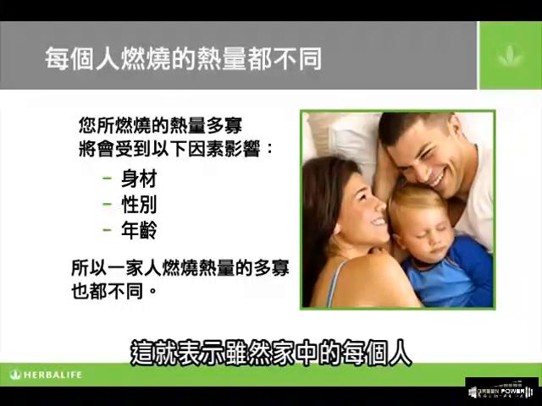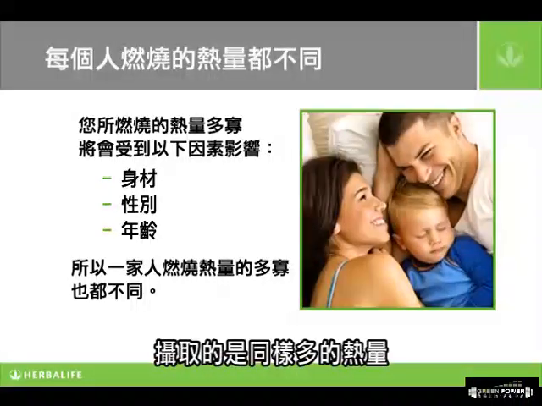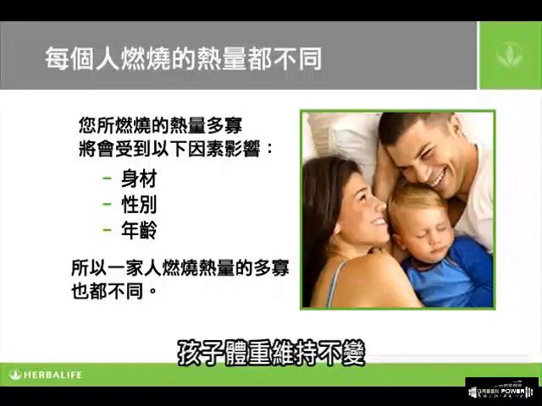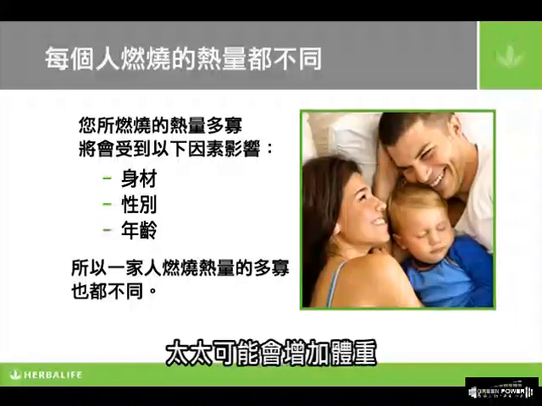This means that while everyone in the family consumes the same amount of calories in a day, the husband may lose some weight, the child may keep his weight, and the wife may even gain a little.